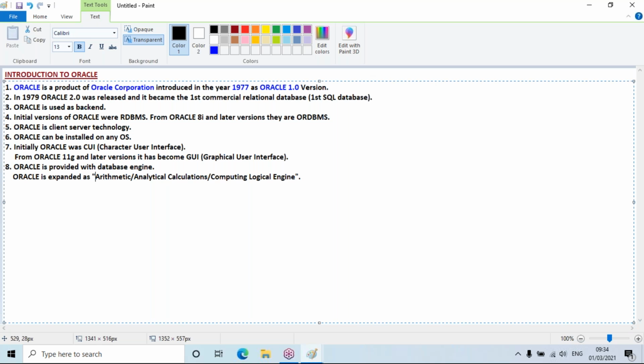And OR is expanded to be like a place, a department, an area where this particular Oracle software came with its development and its unique identity. That you refer to as Oak Ridge. Yes, this is how Oracle stands for Oak Ridge: arithmetic or analytical calculations or computing, logical engine. That is what Oracle stands for. These are some introductory points we have connecting with Oracle.